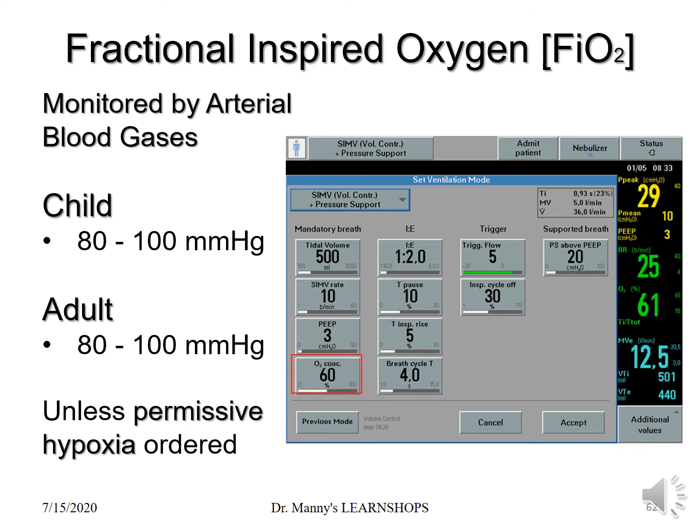So the FiO2 is monitored by arterial blood gases, and typically neonate, child, adult are basically the same, meaning the PaO2 is essentially monitored to be between 80 to 100 millimeters of mercury, unless of course the doctor permits hypoxia. In certain conditions, permissive hypoxemia or hypoxia is something that could be employed to prevent oxygen toxicity.